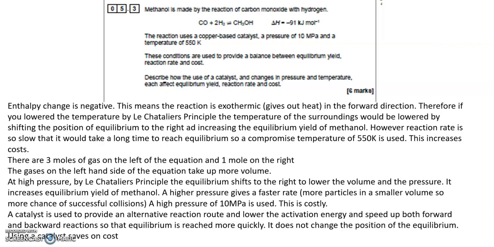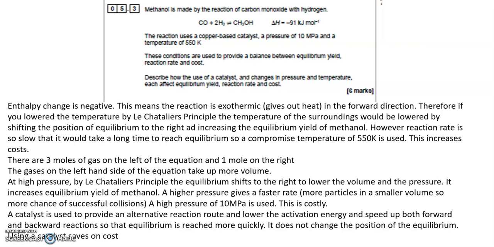We said there's 3 moles of gas on the left and 1 mole on the right. The gas on the left hand side of the equation takes up a larger volume. So if you use a higher pressure, by Le Chatelier's principle, it will try and lower the pressure. It will lower the pressure by lowering the volume, and it will shift the position of equilibrium to the right hand side. A higher pressure will give a faster rate as well.